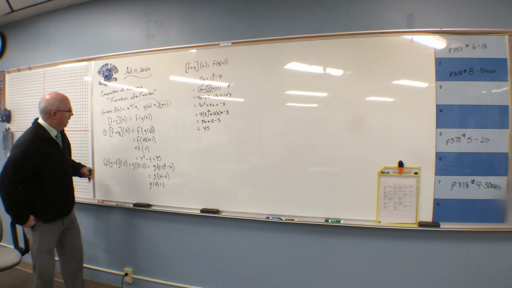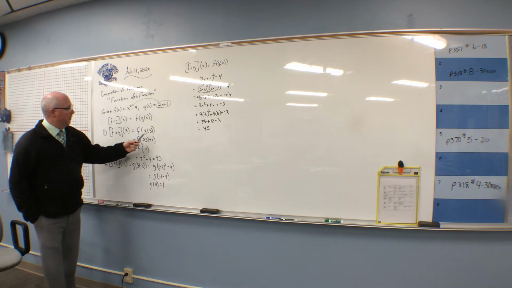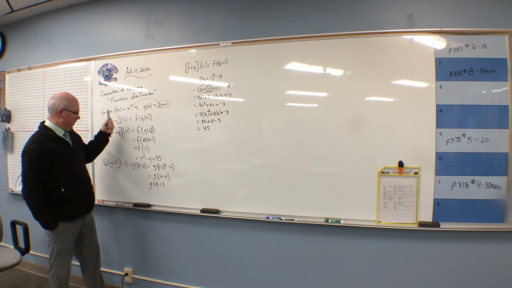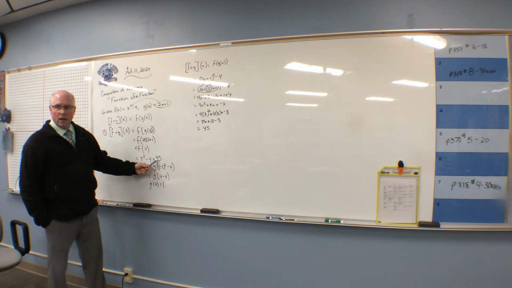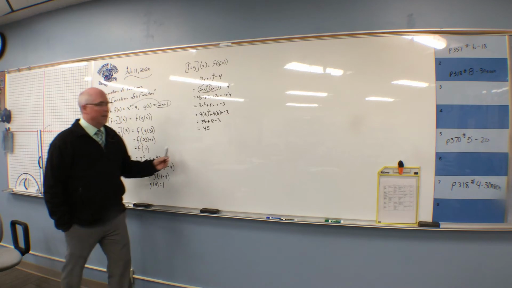Do you remember when I went back here? I said, what was f of g of 3? Remember, we put 3 into the g function, we got 7, right? Then we put 7 in the f function, we got 45. What I'm showing you is that you get the same answer.